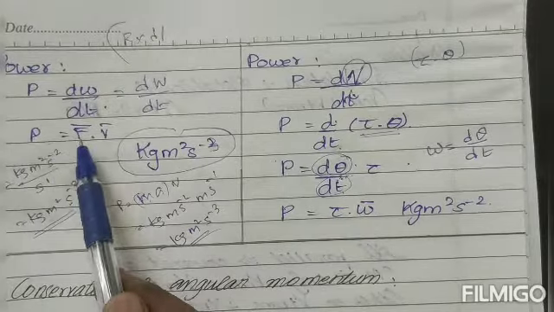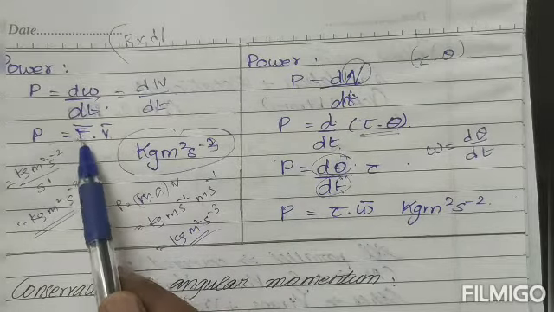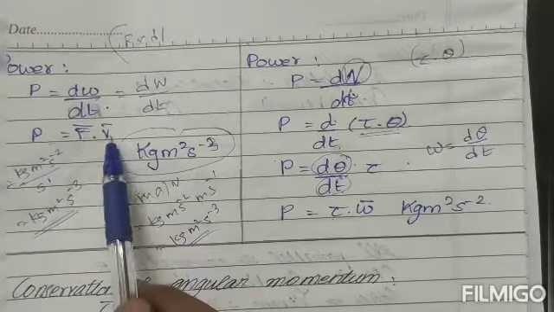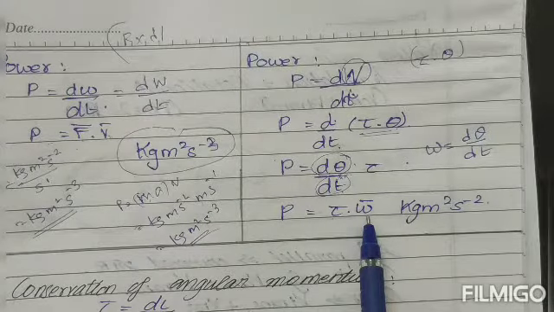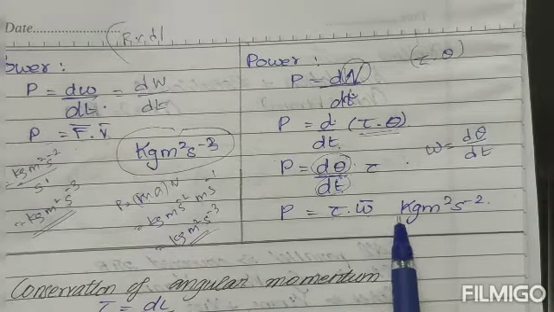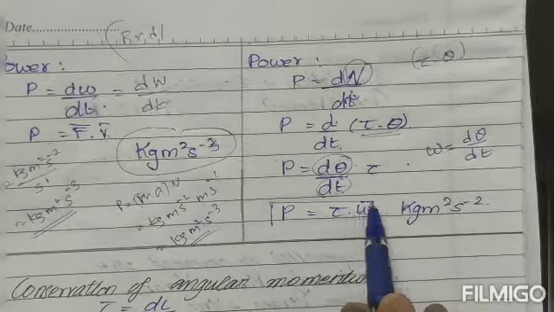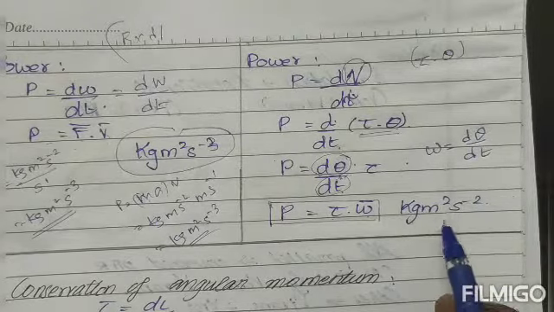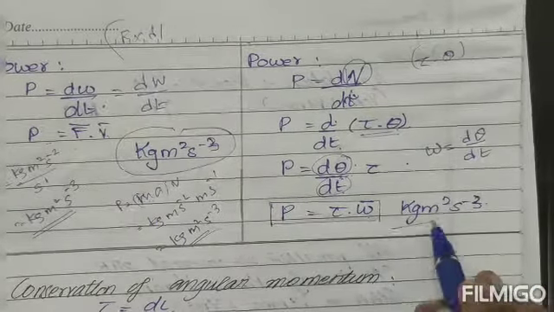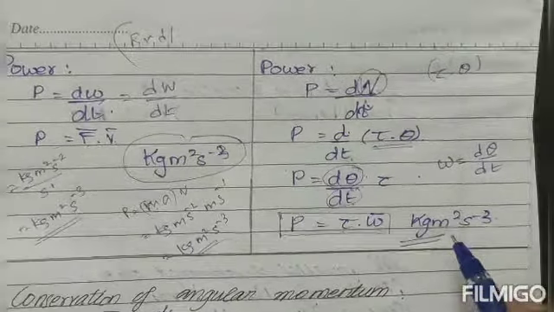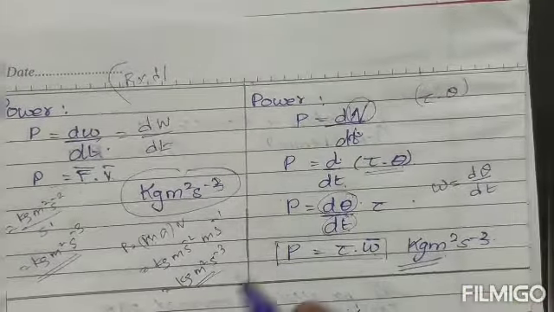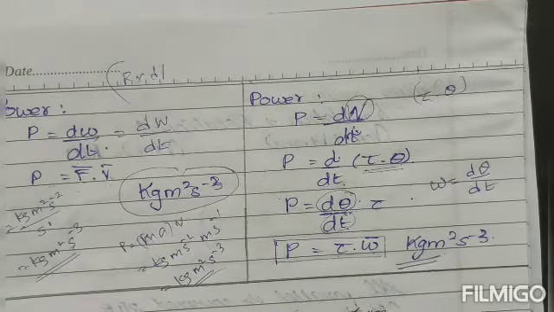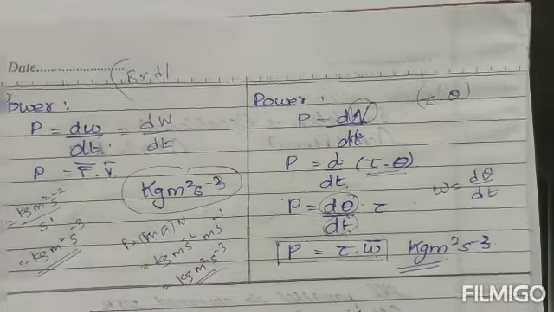Finally we can compare. Power is equal to force into velocity: in the linear path this is force, in the circular path this is torque; in the linear path this is velocity, in the circular path this is angular velocity. So the formula is power is equal to tau into omega. Here also the SI unit is kilogram meter square per second cube. Okay students, I hope now we know how to differentiate translational motion from rotational motion. Thank you.